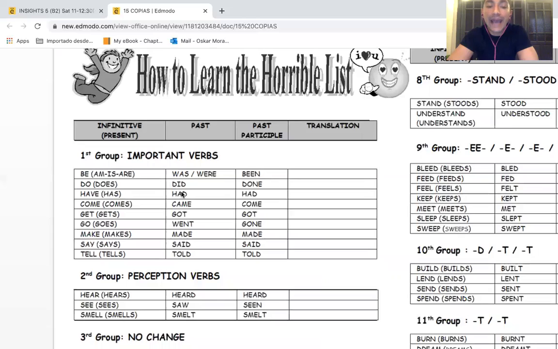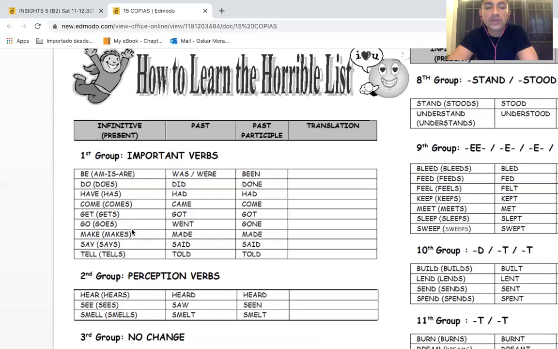Come, came, get, got. Remember that these verbs change for he, she, and it when it's in present. So we could also say get or gets for he, she, and it. Go or goes, we turn it into went. Make or makes, made. Say, says, turns into said. We do not pronounce the I, so we say said.